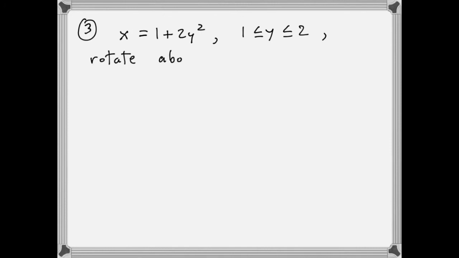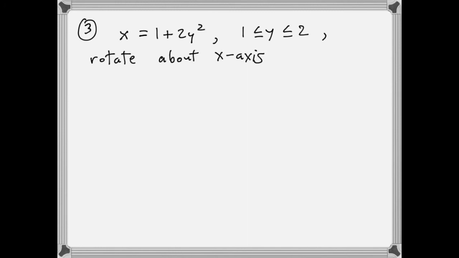We want the function x equals 1 plus 2y squared. y goes from 1 to 2, and we are rotating about the x-axis. Okay. All right.